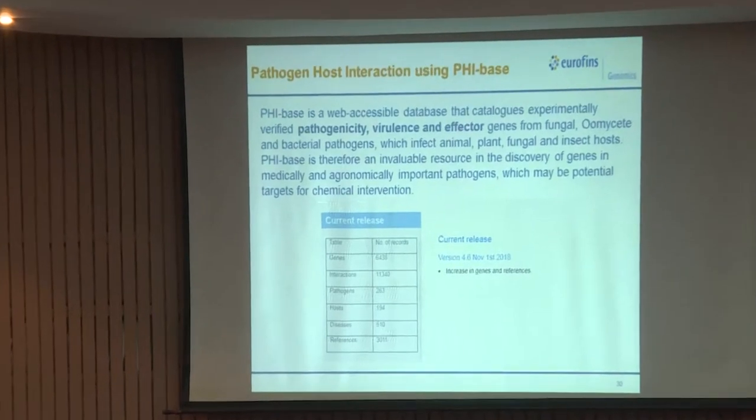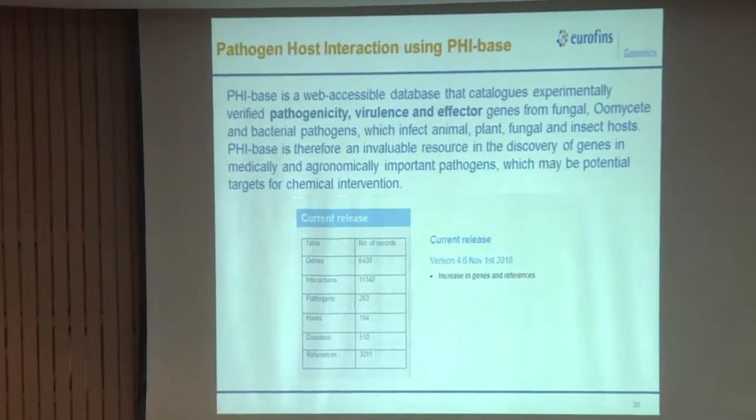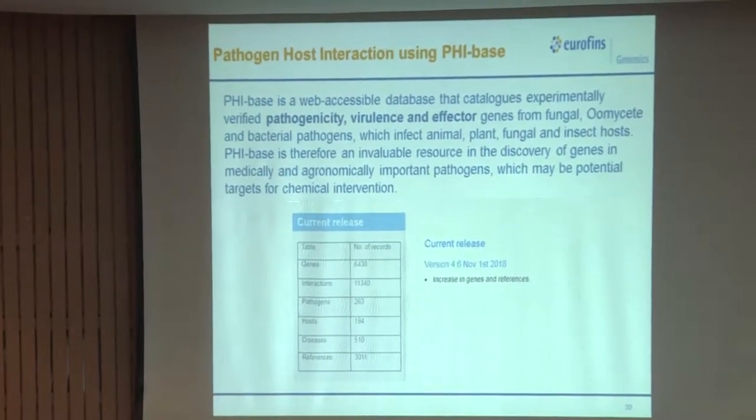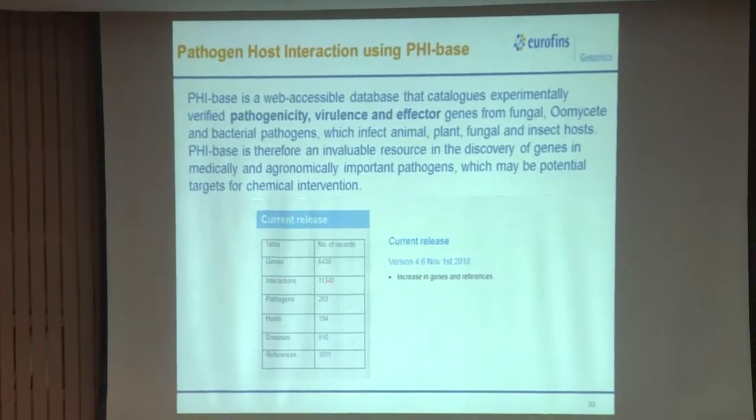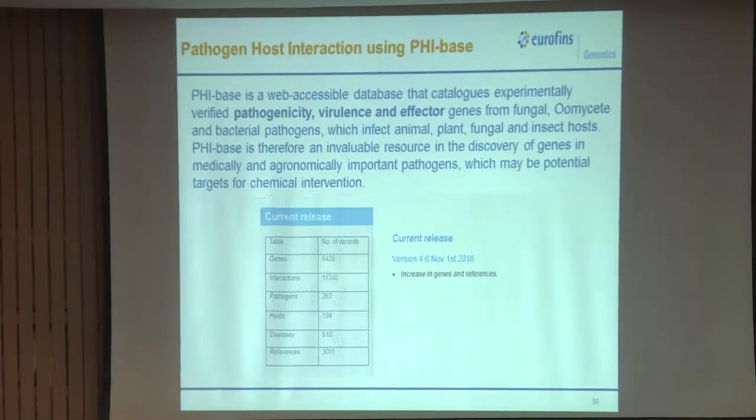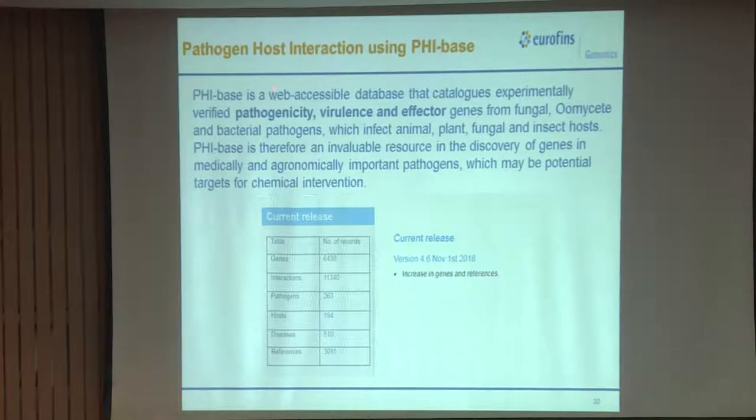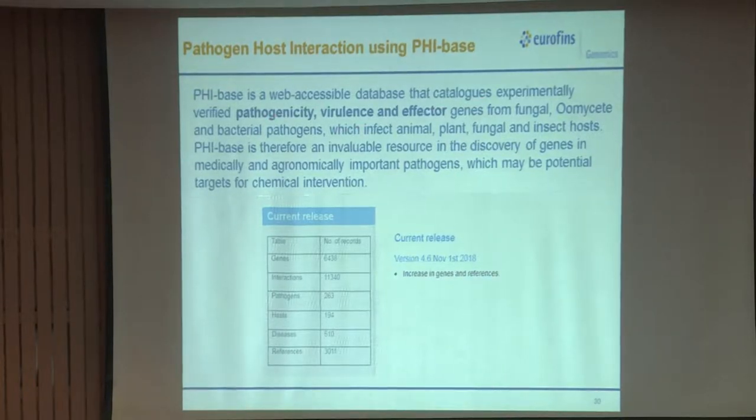Then we have PHI-base. This is a pathogen host interaction database, which consists of somewhere around 6000 genes, and it gives you information on pathogenicity, virulence and effector genes. So this is a database for these genes, and when you BLAST against it, you can get that information. You can identify which of your genes falls in which category, whether they are virulence or pathogenic genes.